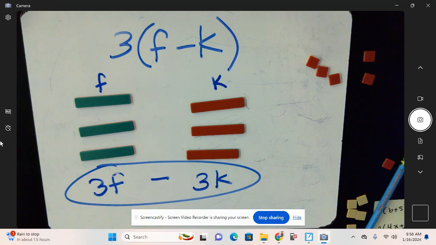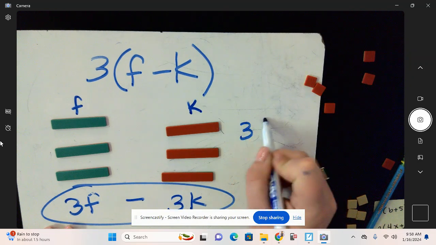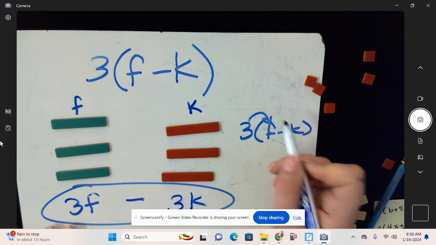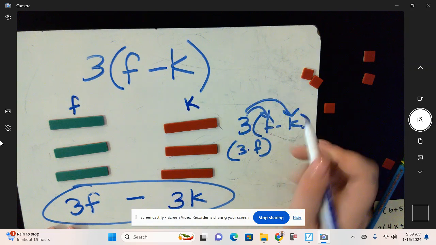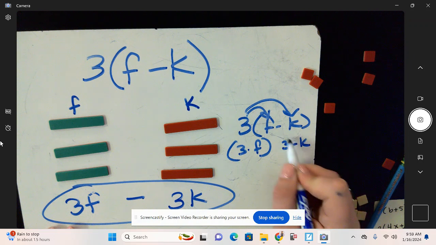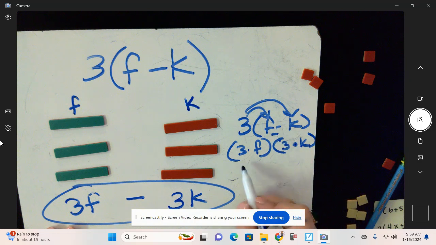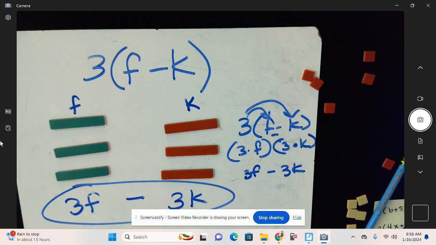3F minus 3K. If you did it the math way, I had 3 times F minus K. I'd have to go 3 times F and 3 minus K, times K, my bad, times K. And we're subtracting. So 3 times F is 3F, 3 times K is 3K, with a subtraction between them.